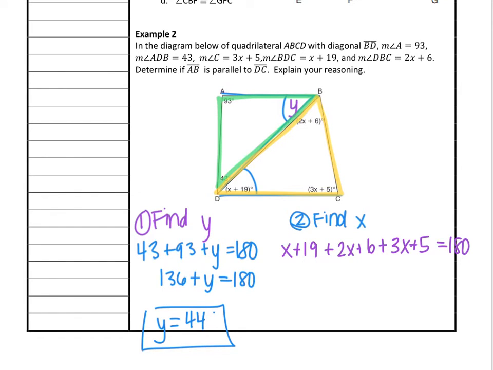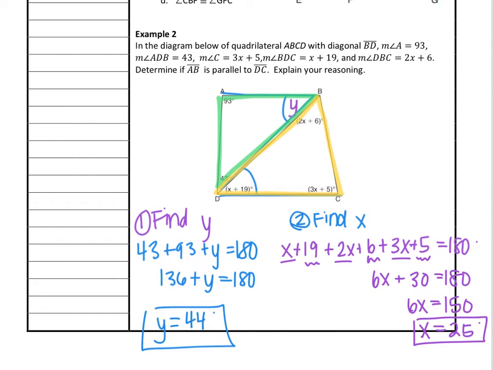equals 180. So you're going to pause the video, you're going to solve this for x, and hit play when you're ready. Okay, so I found x to be 25. Then we need to figure out, again, what x plus 19 is. So we're just going to plug it in. X plus 19 equals 25 plus 19. 25 plus 19 is 44.